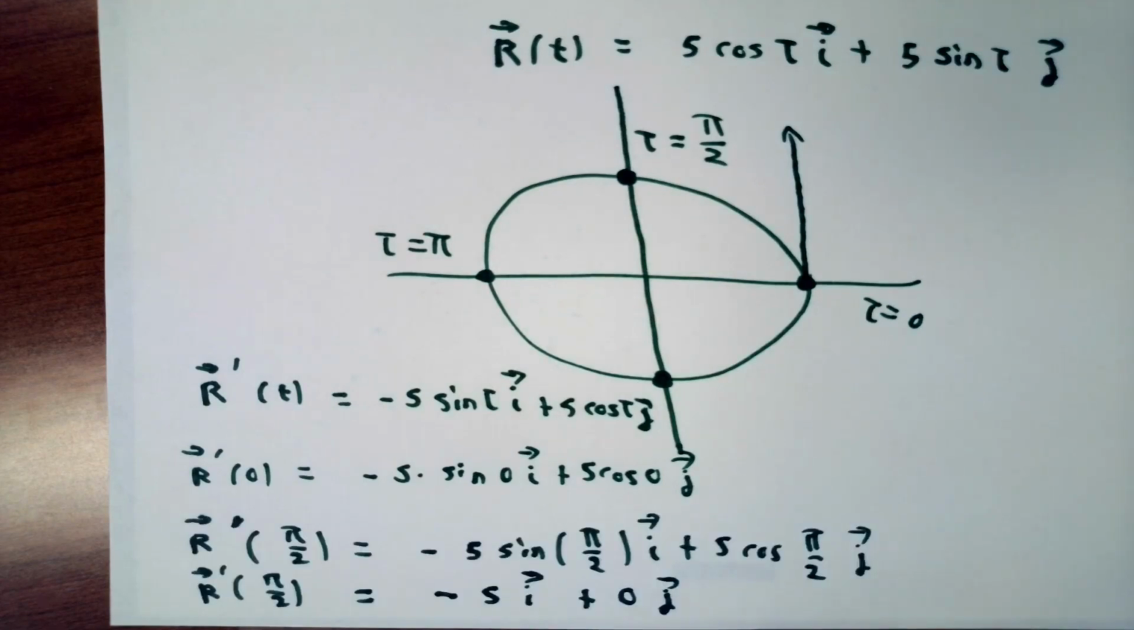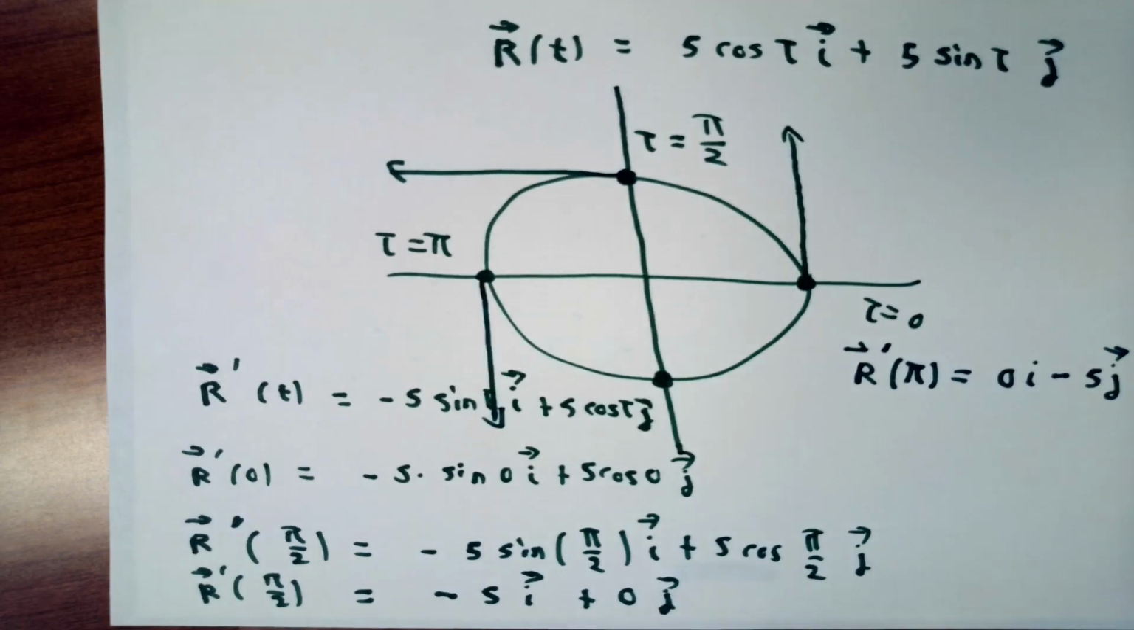Doing the same at t equal pi over 2, my answer is negative 5i plus 0j. Negative 5i plus 0j points to the left horizontally. The sine of pi radians is 0. Cosine of pi is negative 1. The derivative is 0i minus 5j, which points vertically in the negative y direction. It doesn't take much of an imagination to guess what the last one is going to do, but we'll do it for completeness sake anyway.